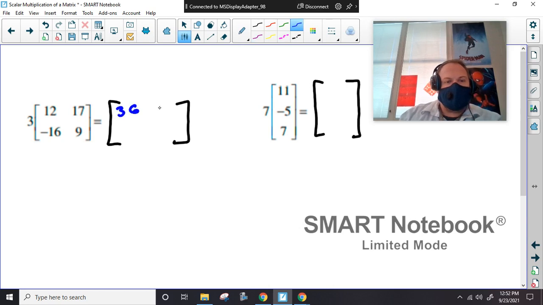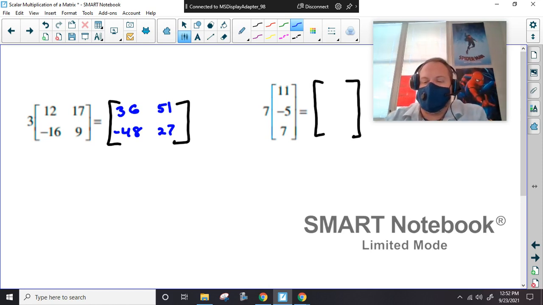It's 36, 51, negative 48, and 27. Super hard, right? Now, for those that aren't paying attention that didn't do this yesterday, you're going to be really lost, and we will laugh accordingly to your face as needed, because this stuff is pretty straightforward. Just wait till we start adding, subtracting. It's just as easy. It really is.